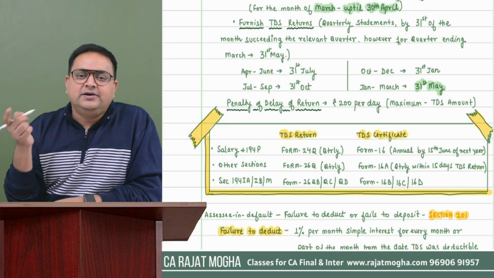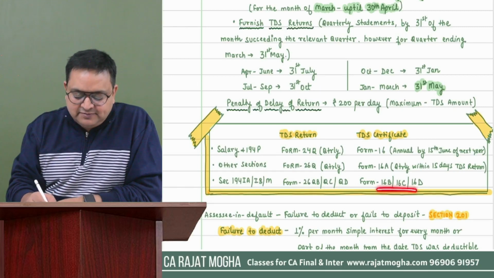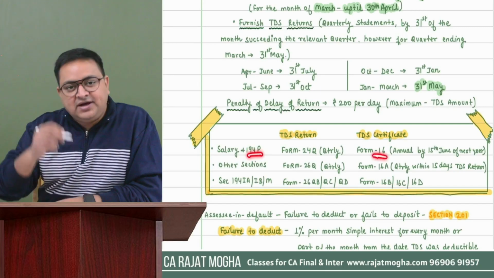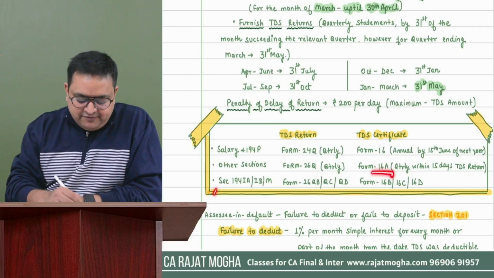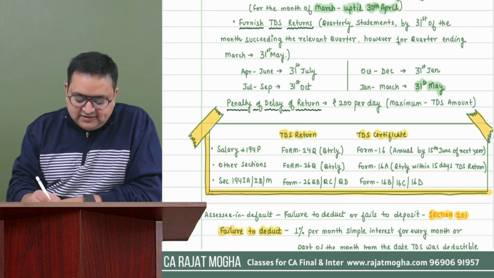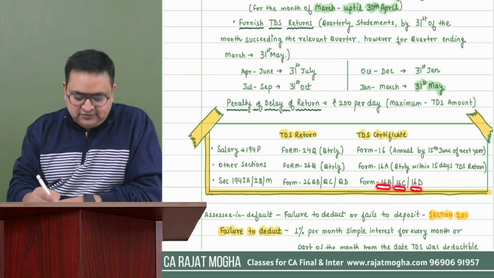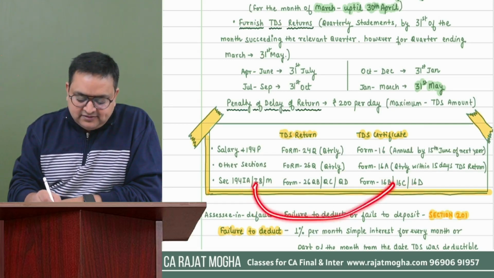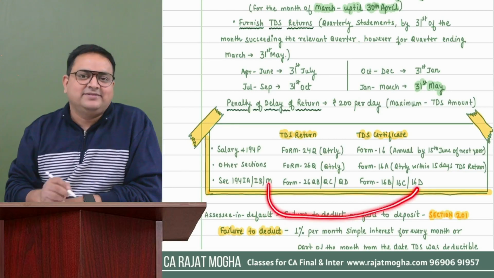So you'll be issuing TDS certificates also, and we have special forms for TDS certificates. For salary, we have Form 16. For other than salary, we have 16A. But for these special sections, we have 16B, 16C, 16D. So for 194IA, we have 16B, for 194IB, 16C, and for 194M, we have 16D.